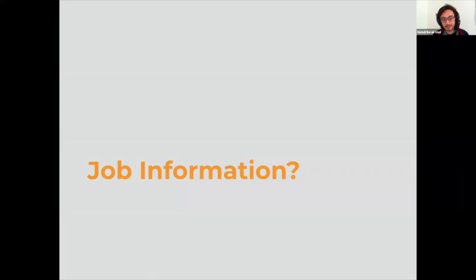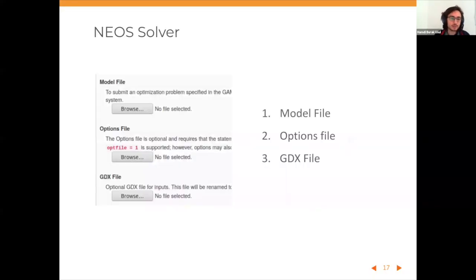Given that, what is job information? While explaining that, I want to refer to a very similar product, NEOS Server. For example, for NEOS Server, you have 3 inputs. The first one is model data, which is basically the place where you provide your GAMS file, and in the GAMS file you describe your problem. You have an options file, for the solver-specific stuff. And you have the GDX file, which is the input file.